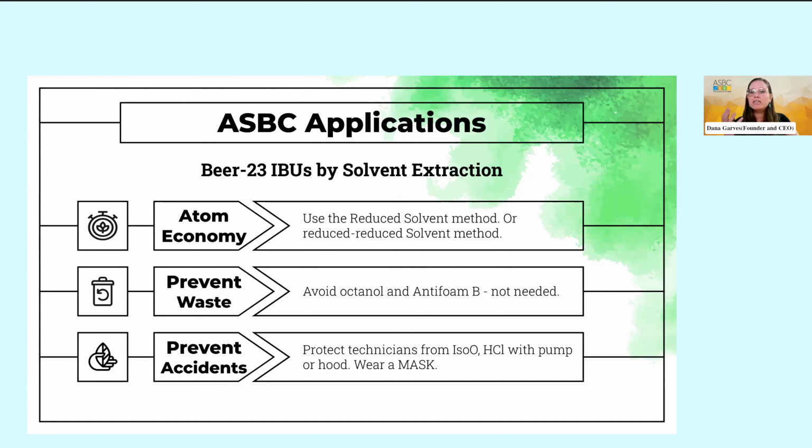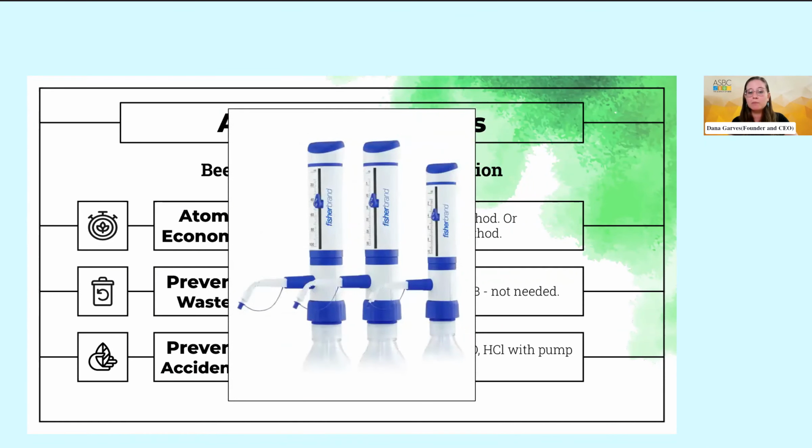So a hood is ideal. This is the best step you can take, is get a hood to run your IBUs, but I have to acknowledge that not everyone can afford one. So what I recommend is getting these really excellent bottle pumps. Now this is Fisher brand, so this is a name brand pump, but there are very affordable ones on Amazon that you can purchase. And so you get the bottle of isooctane in, you set the pump on top, and you set it to the amount that you want to disperse, and you never interact with the isooctane when you're preparing the samples. And that's the same for the hydrochloric acid.